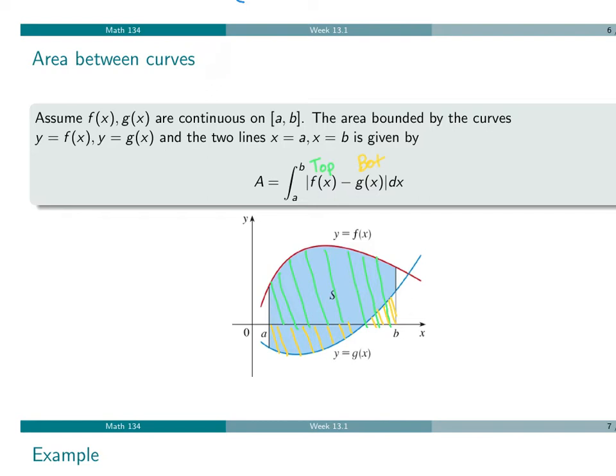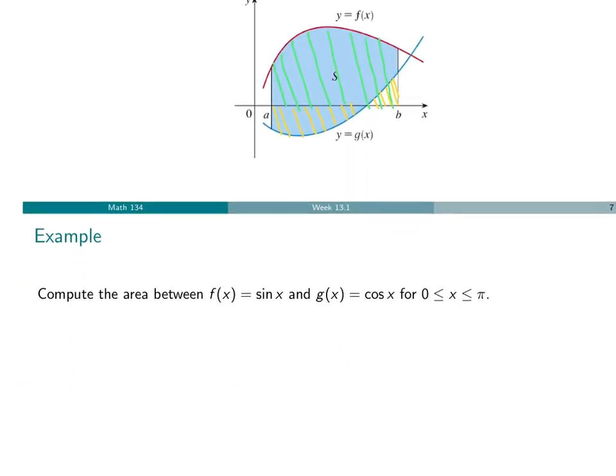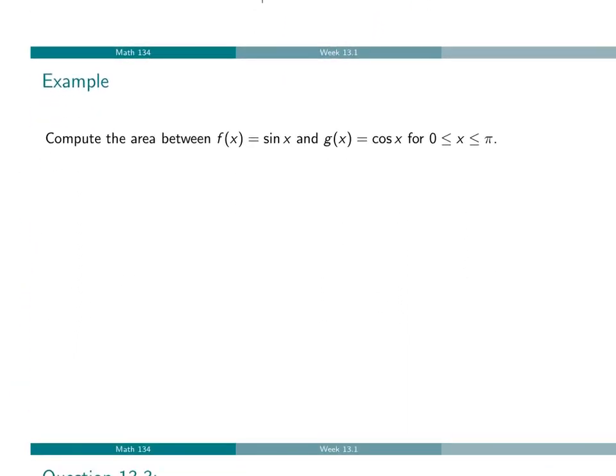All right, so let's put this into practice. Let's see if we can do an example of this. So in this example, we have sine x and cos x, and we want to find the area between these two curves from 0 to pi. It's always nice, if possible, to draw a diagram, so let's do that.